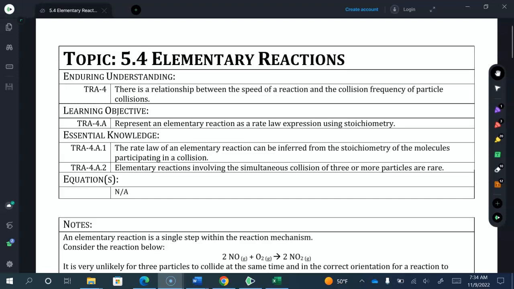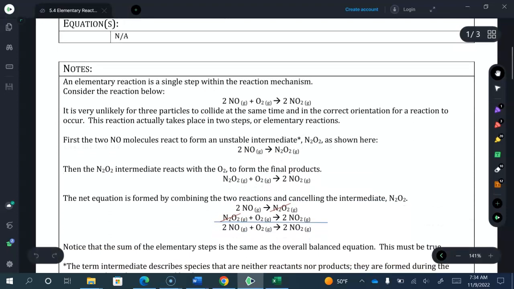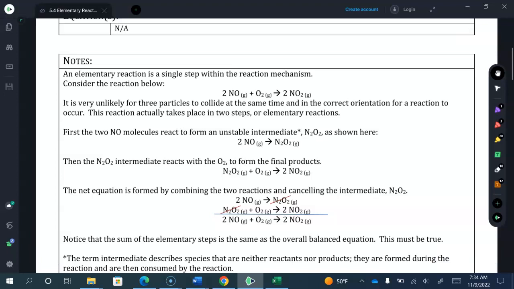Hello everyone, welcome to topic 5.4, elementary reactions. By the end of this, you should be able to represent an elementary reaction as a rate law expression using stoichiometry. These are going to be built upon as we head into reaction mechanisms and steady state approximation, so make sure that we are paying close attention. An elementary reaction is a single step reaction within the reaction mechanism.